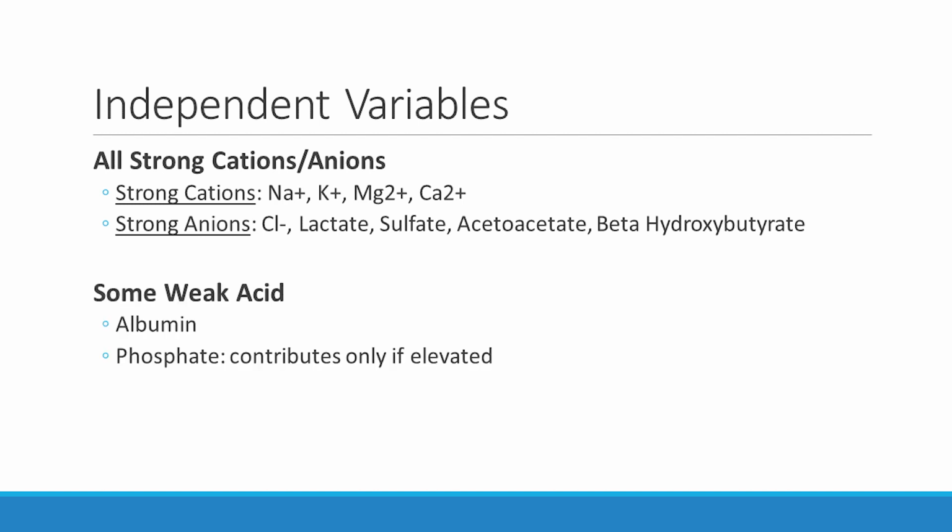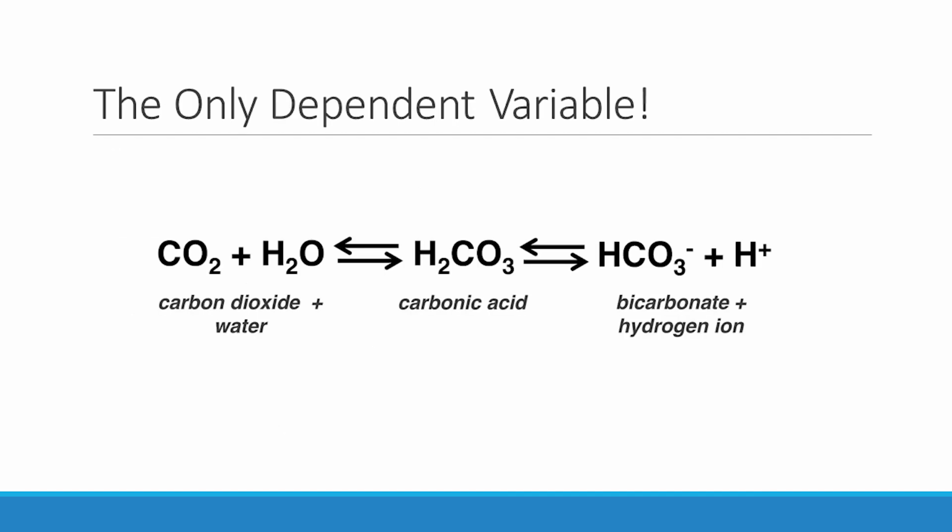It is some of the weak acids, so phosphate and albumin. And then partial pressure of carbon dioxide also fits into here. I'm going to go over it a little bit later, but it is also an independent variable. And then the only dependent variable is bicarb. Out of that entire list that we have, it's the only thing that the body can make or break down as much as it wants.